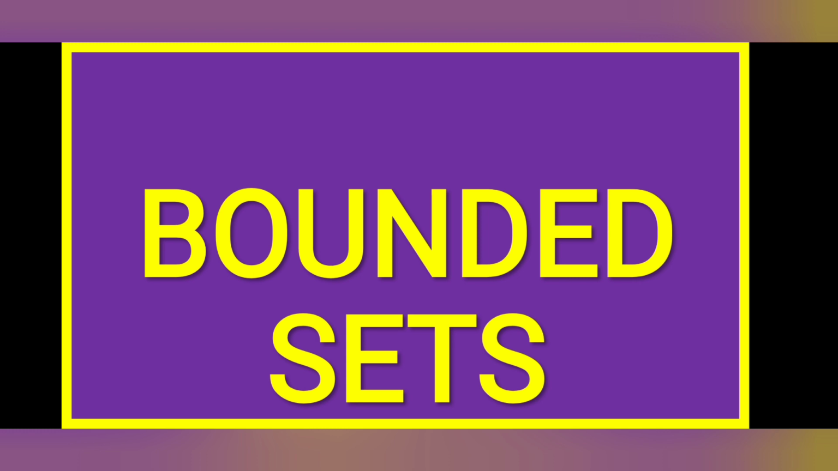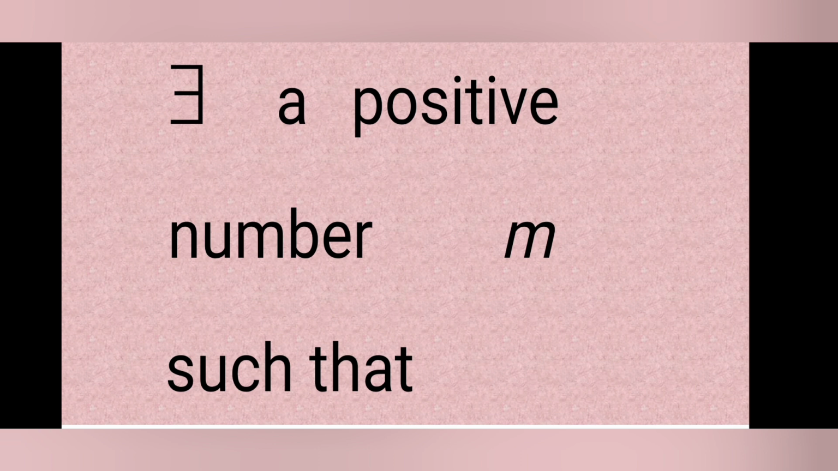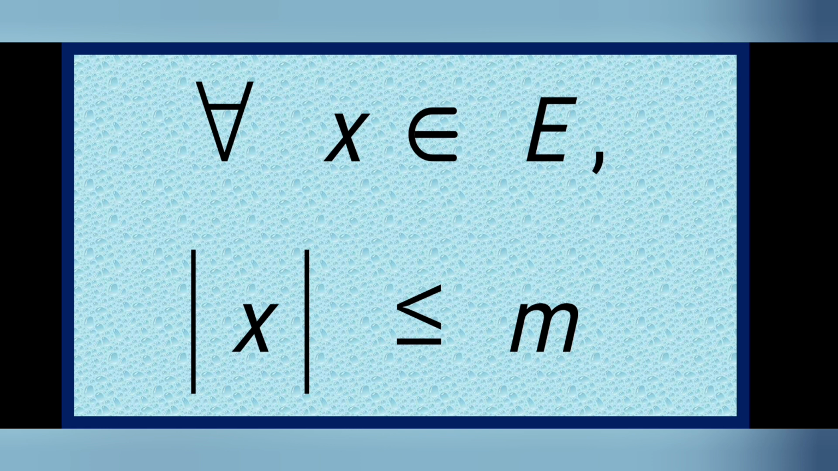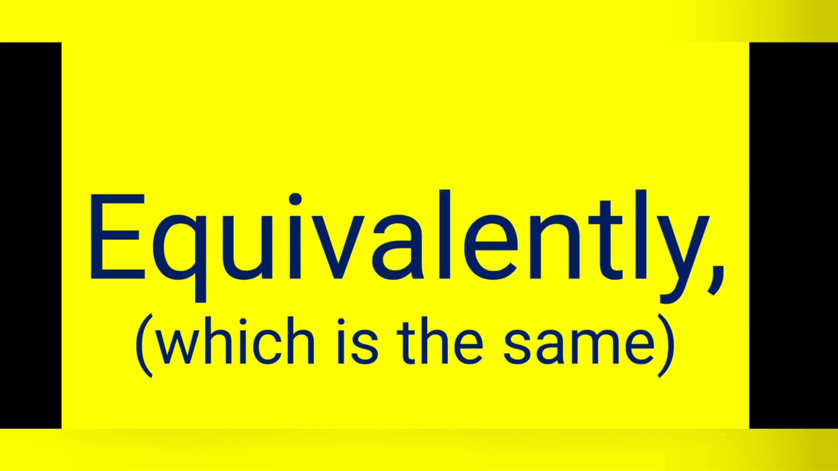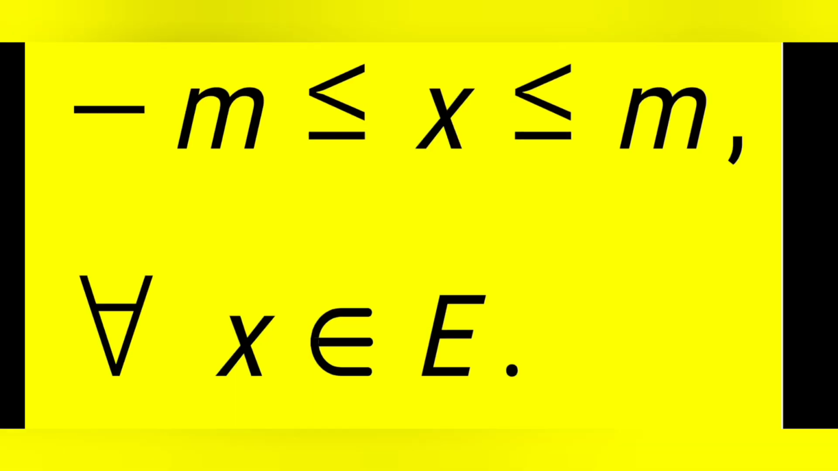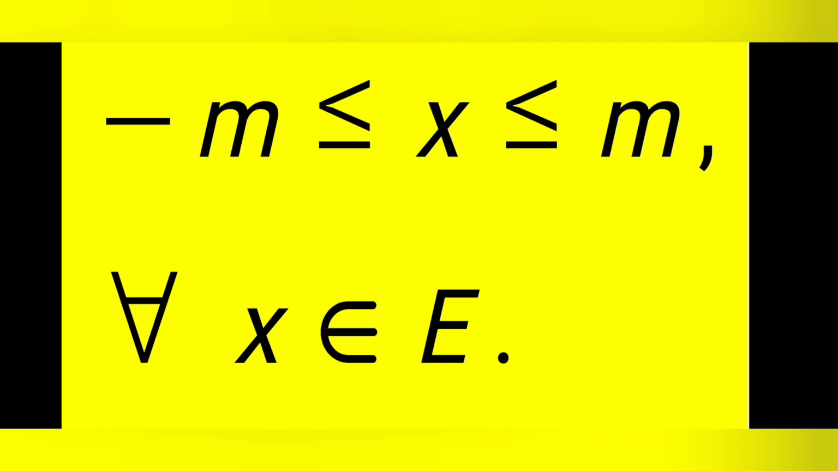Bounded sets. A non-empty set E, subset of the set of real numbers, is said to be bounded if there exists a positive number m such that for all x in E, the absolute value of x is less than or equal to m. Equivalently, we can say that x lies between minus m and plus m for all x in E.